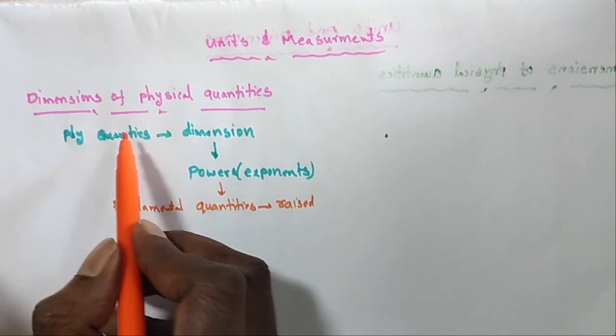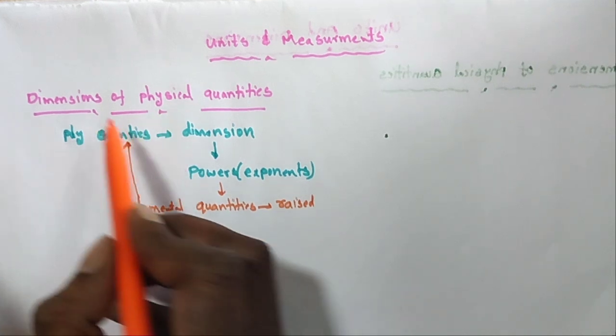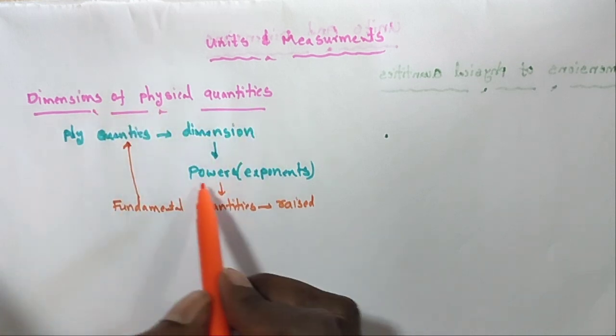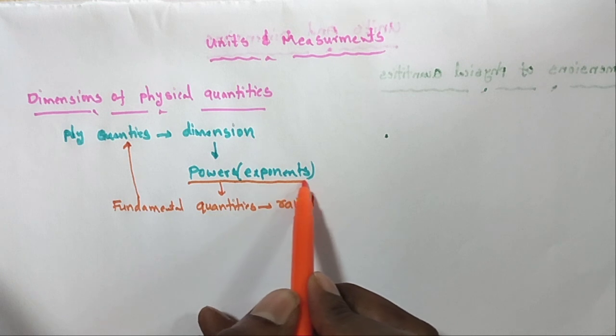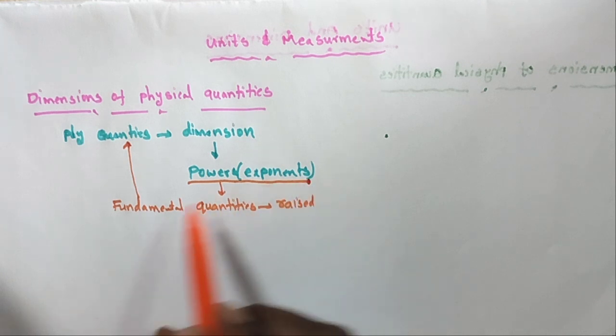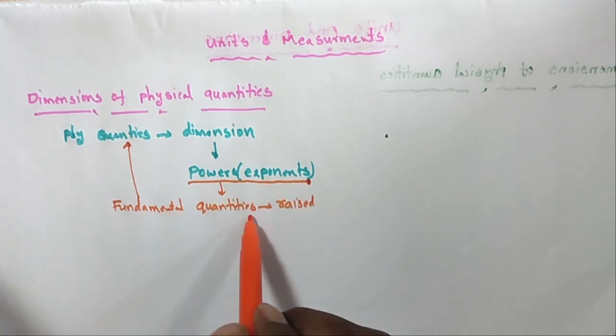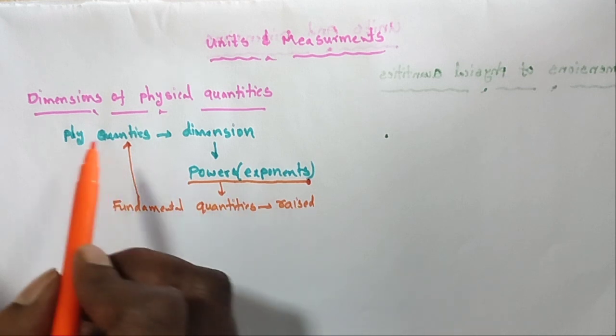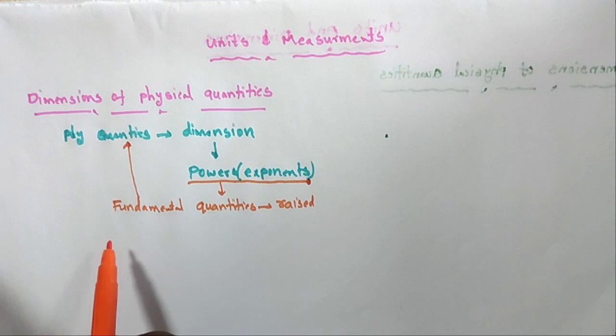So what is the dimension? The dimensions of a physical quantity are the powers or exponents to which fundamental quantities are raised to represent that physical quantity.